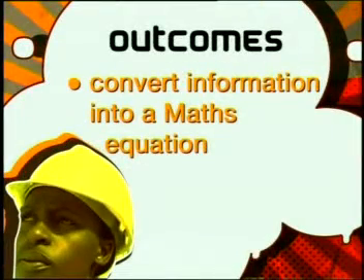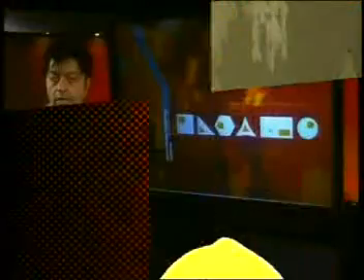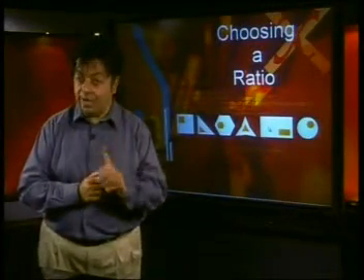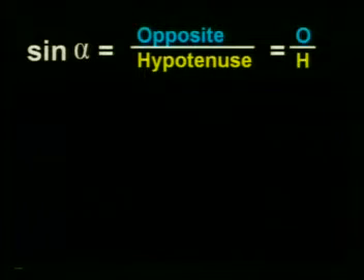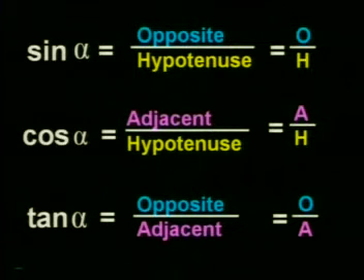By the end of this lesson, you should be able to convert information into a maths equation and decide which trig ratio to use to find the length of a side. Do you recall the three trig ratios that we have learned? Sine alpha is equal to opposite divided by hypotenuse. Cos alpha equals adjacent divided by hypotenuse. And tan alpha equals opposite divided by adjacent.